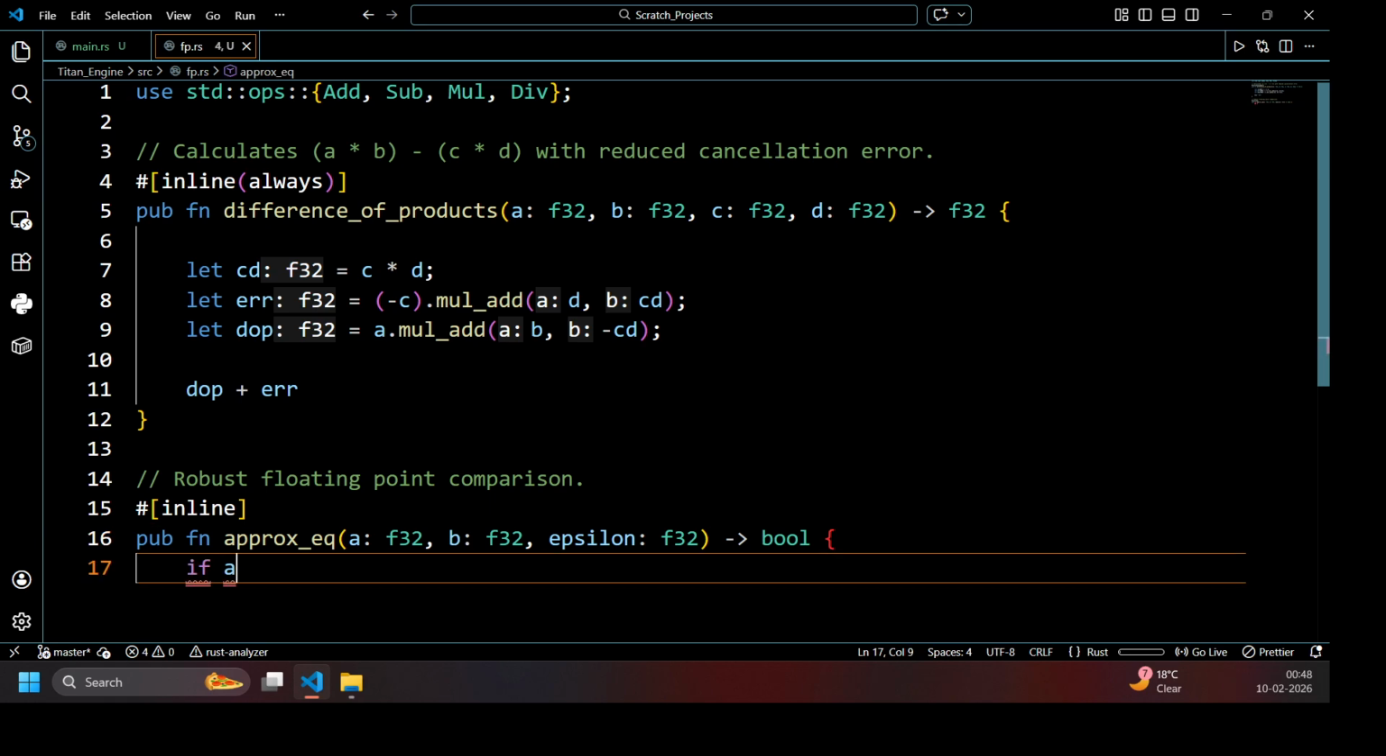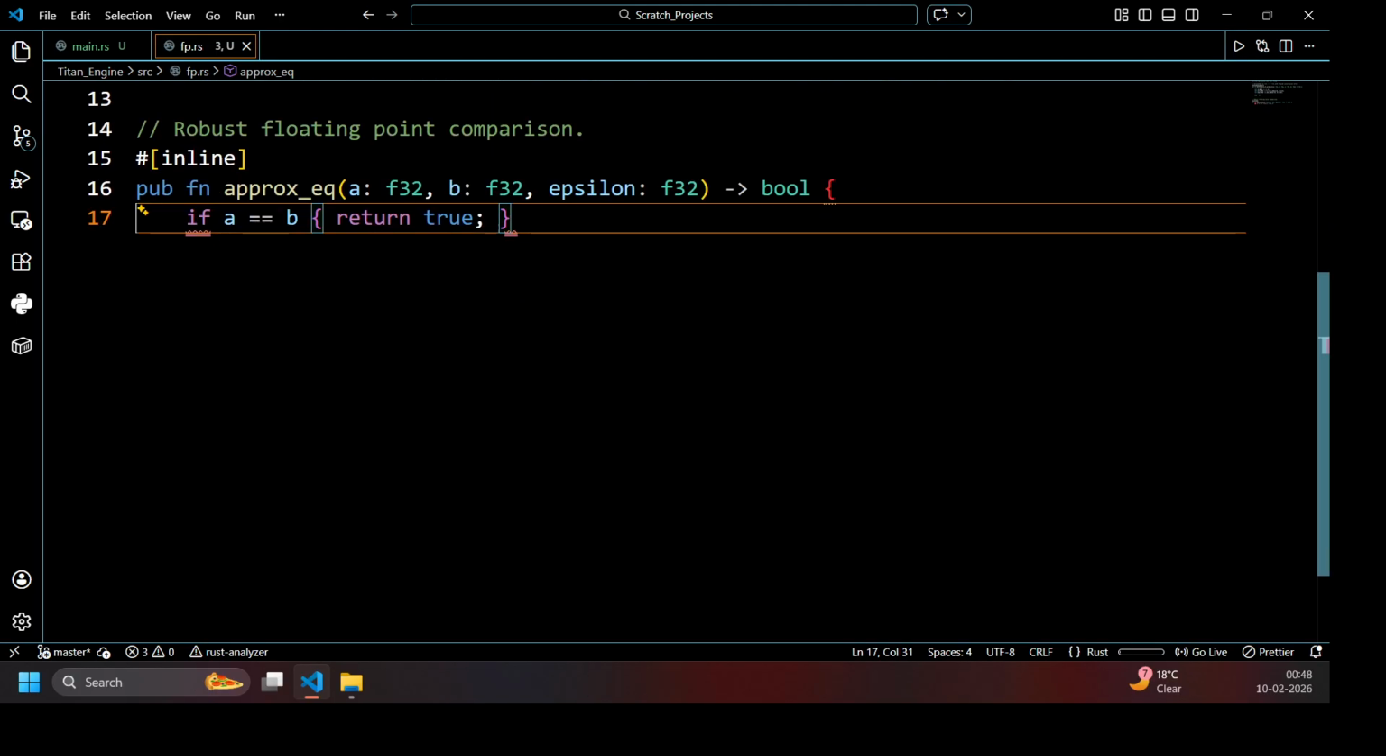Let's start the function. I'm adding hashtag inline again. Not inline always this time. Just a suggestion. Good, yeah. Let the compiler have some say. Pub fn approximately, a f32, b f32, epsilon f32. So we take our two numbers and a tolerance epsilon and return true or false.